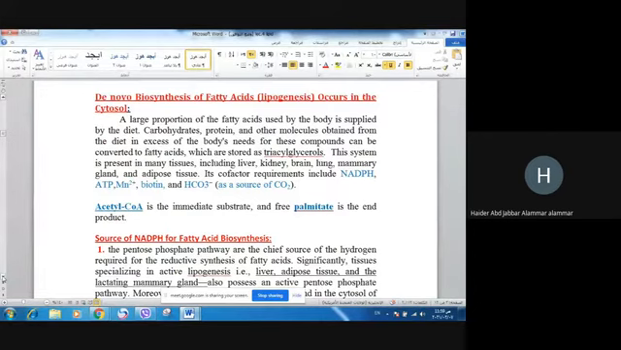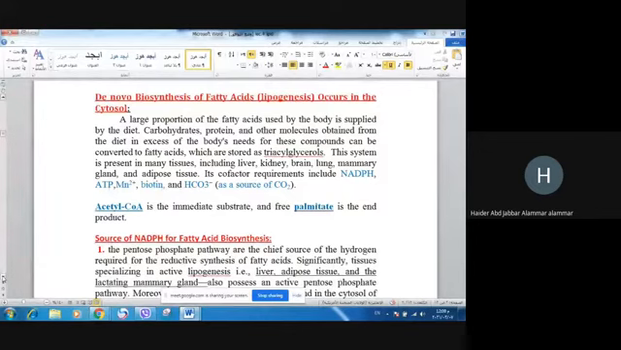But if there are plenty of carbohydrates or proteins and other molecules obtained from our daily diet, consumed in excess of body needs, these carbohydrates and proteins can be converted to fatty acids to be stored in adipose tissue in the form of triacylglycerol, which is triglyceride. You must know this, students. This occurs naturally in our body. This system is present in many tissues including liver, kidney, brain, lung, mammary gland, and adipose tissue.